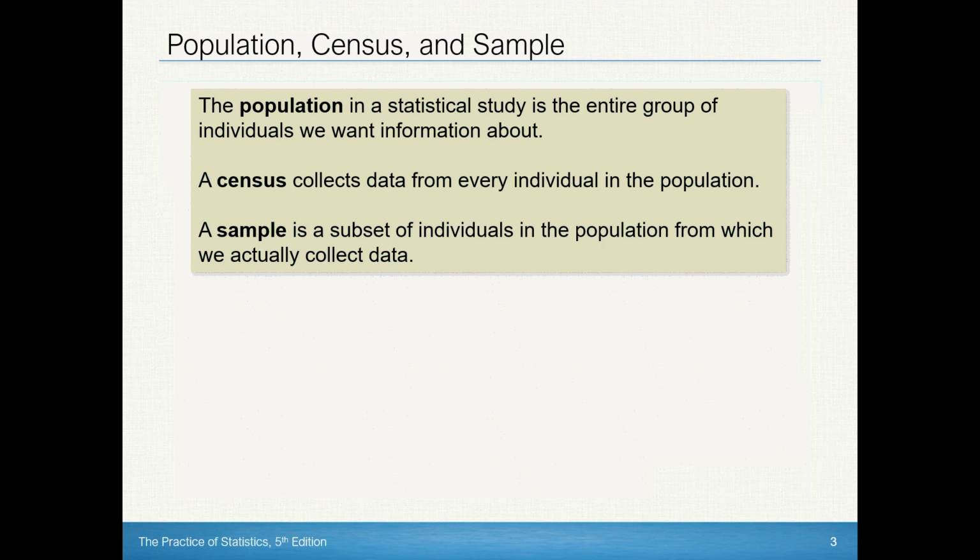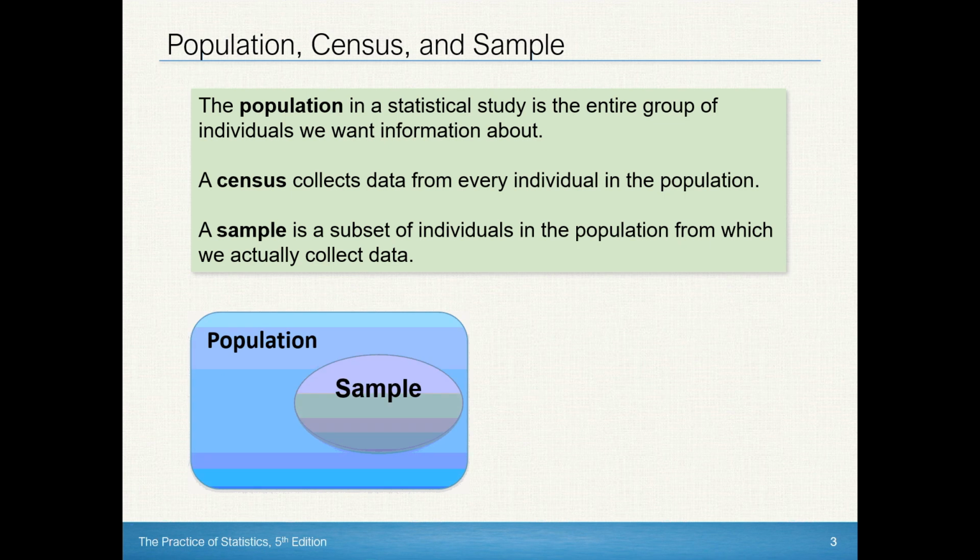First of all, a couple of terms. A population in a statistical study is the entire group of individuals we want information about. A census will collect data from every individual in the population, where a sample is a subset of individuals in the population from which we actually collect the data. Population, the big group we want to find out about. Census, asking everybody. Sample, asking a subset.